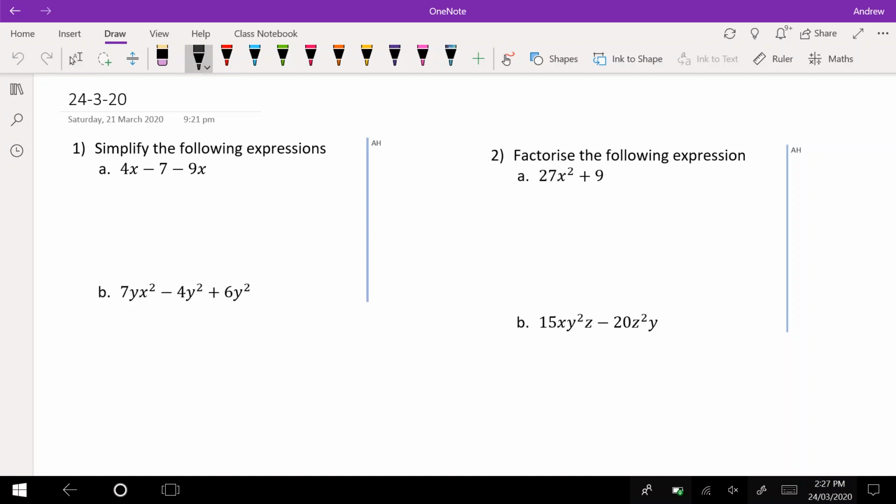So simplifying the following expressions, 4x take 7 take 9x. We need to remember to try and group like terms together. So we have 4x. What's a like term to 4x, Duncan? 9x. And then there's that minus in front of it, which means you have to take it away, or negative. So 4x take 9x take 7, which is negative 5x.